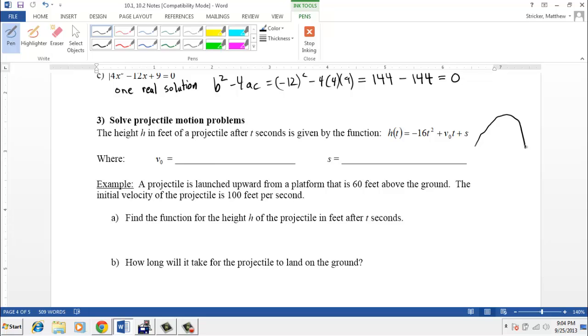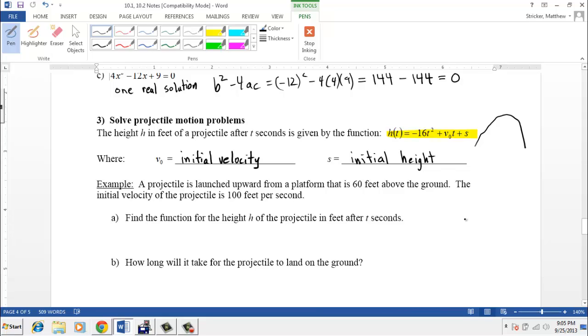And so when I have a function that looks like this, h of t equals negative 16t squared plus v0 times t plus s, this is a function which represents the projectile motion or the flight of an object through the air. And it changes depending on what the v0 is. v0 is the initial velocity. It's what the velocity of the object was right when it was launched. And then also knowing s, which is the initial height of the object.